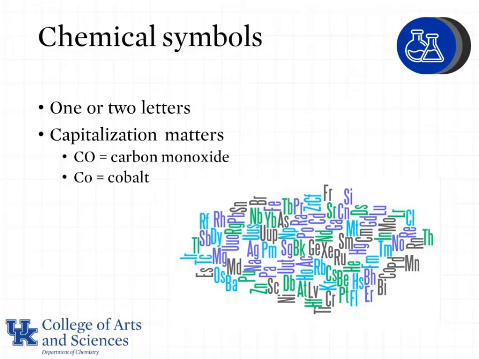If you write two capital letters, such as capital C, capital O, this represents two elements, carbon and oxygen, and it actually is the compound carbon monoxide. Capital C, little o, represents the element cobalt, so you do need to be careful about how you write chemical symbols.